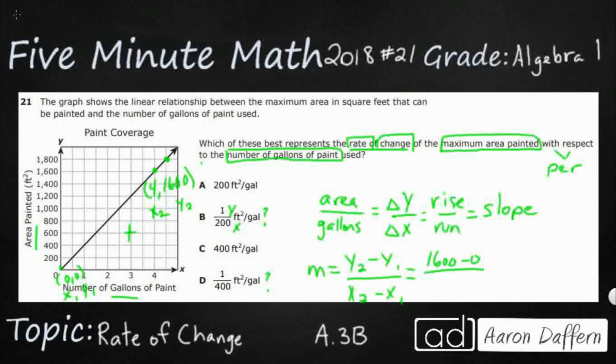So it is proportional there. And then I've got my 4 minus 0. So really it's just 1600 over 4. 4 goes into 16 4 times, and I've got 2 zeros left over. So it looks like 400.